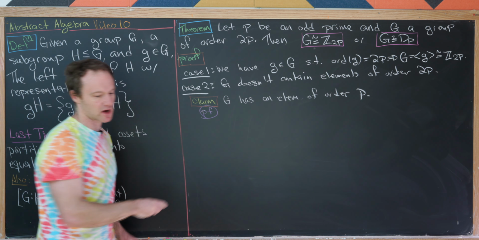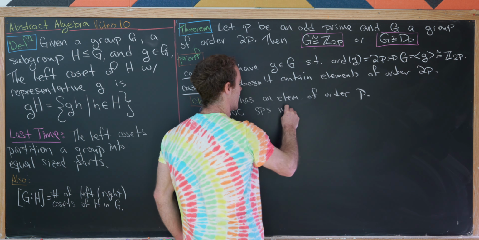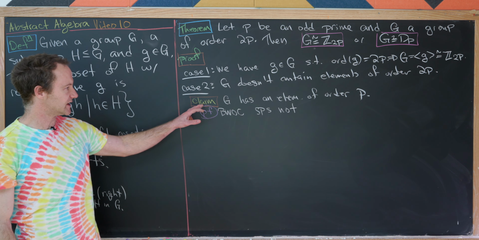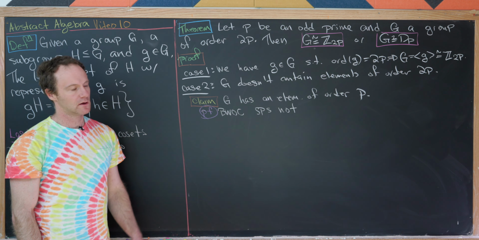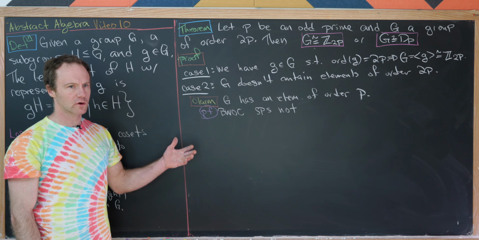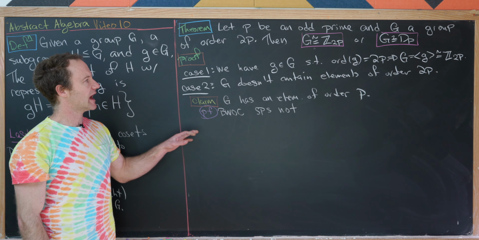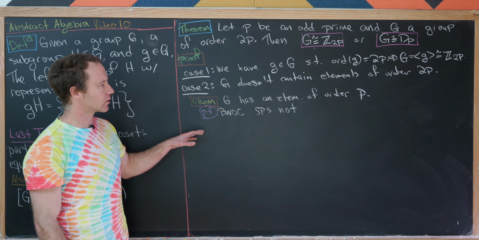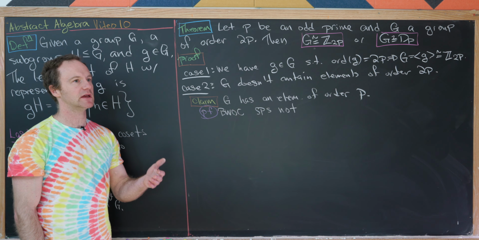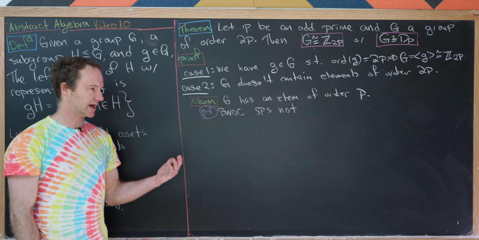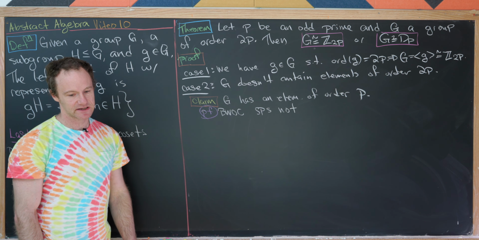Let's do this by way of contradiction. So by way of contradiction, suppose not. In other words, we're supposing that G does not have an element of order p. But let's recall that the order of an element has to divide the order of the group. That means the only possible order of an element left is 2, because the only divisors of 2p are 2 and p, or 1, I guess. But there's only a single element of order 1, that's the identity.